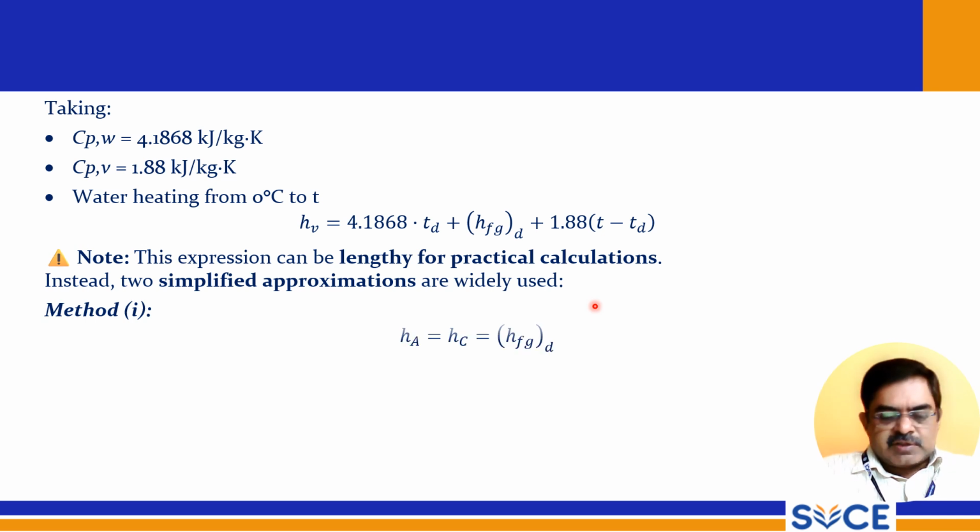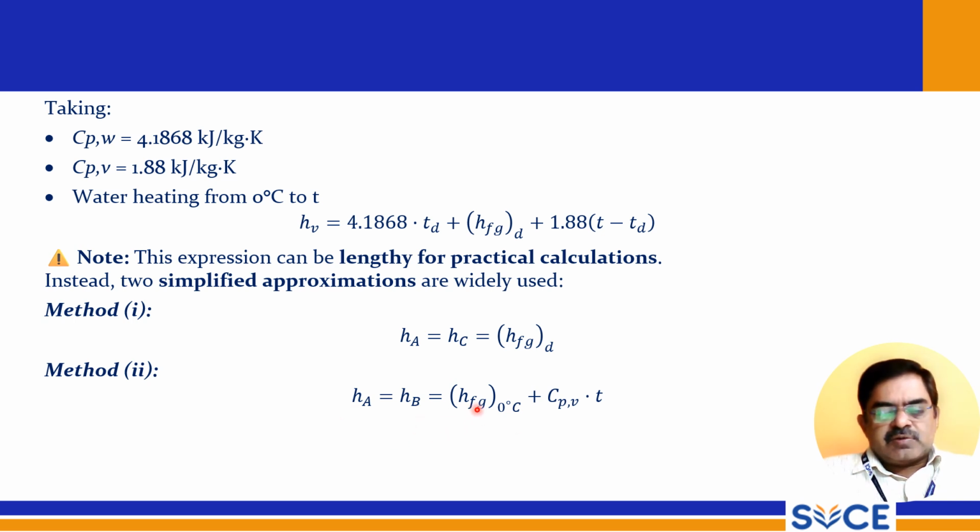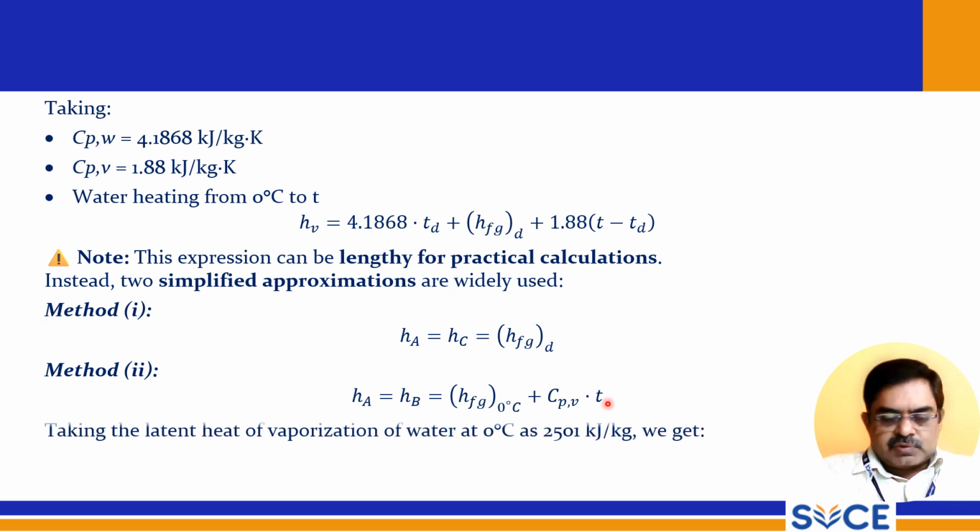So those are method 1, HA equal to HC, that is equal to H of G at TD, and method 2, HA equal to HB, that is equal to H of G at 0 degree Celsius plus CPV T. So these are the two relations with which we can easily calculate the enthalpy of moist air, taking the latent heat of vaporization of water at 0 degree Celsius as 2501 kilojoules per kg, we get the final HV.